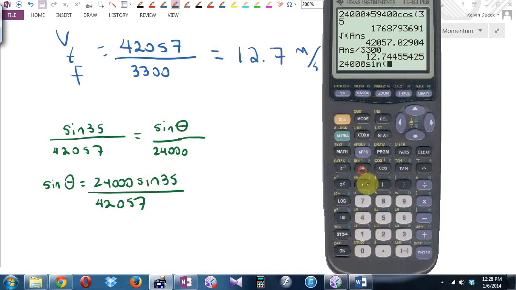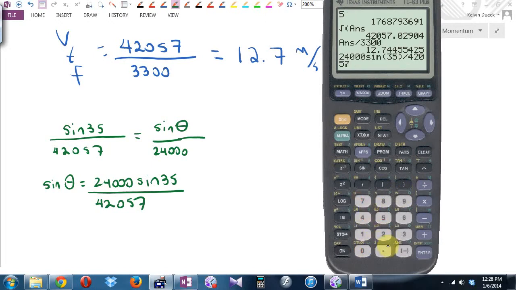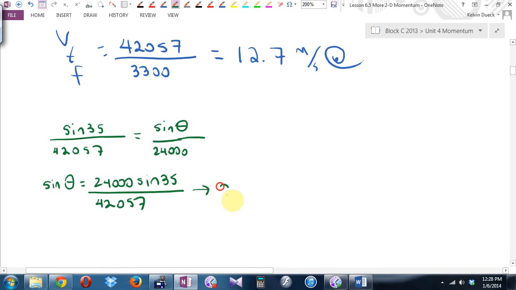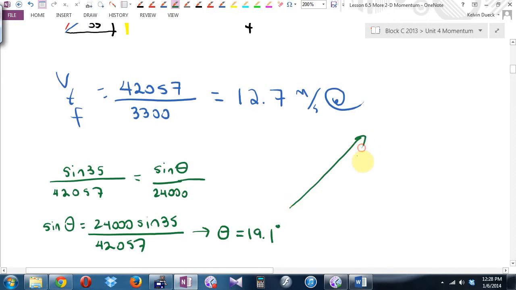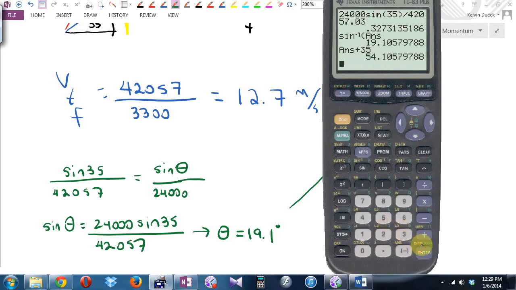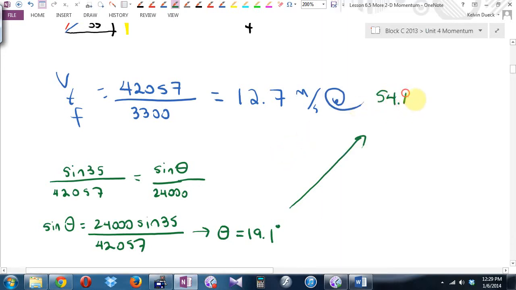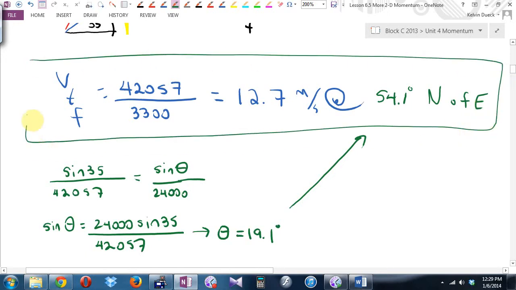24,000 sine 35 divided by 42057.03, if I even want to be a bit more accurate. And then shift sine of that to get the actual angle. Do you get 19.1 degrees? But that doesn't mean I'm going to put 19.1 degrees right there. I need to add 35 to it. It's going to be 54.1 degrees north of east. There's my final answer.